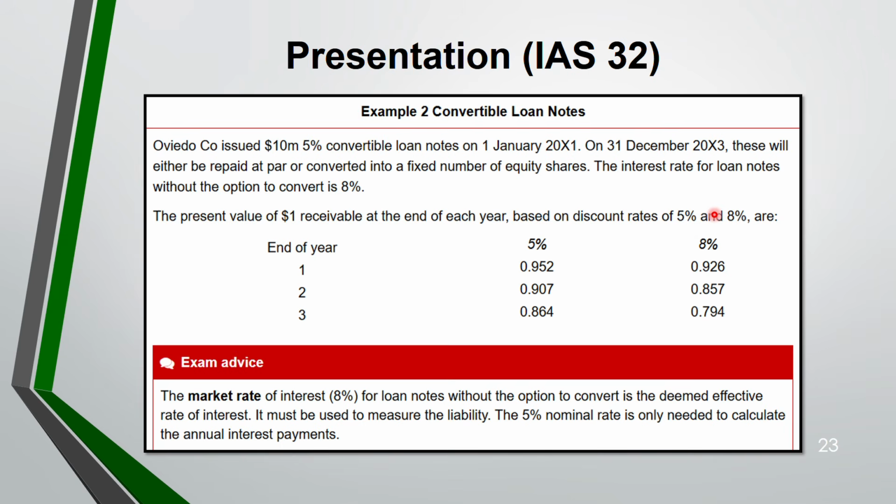Do you have to take 8% or 5% as a discount factor? 8%, not the 5%. This 5% is to find out the interest on that loan. This 8% is the discount rate without the option to convert. Okay. So now let us do this in Excel.